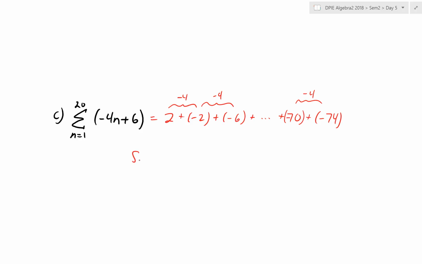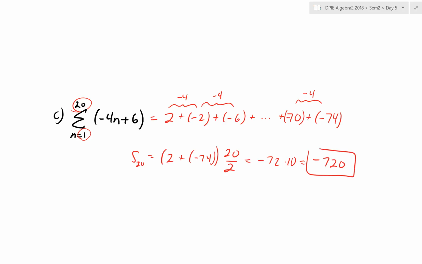The sum of the 20 terms that we have here is the first term, 2, plus the last term, negative 74, times the number of terms, which is 20. I go from 1 to 20, so that's 20 terms, divided by 2 to get the number of pairs. And so that is negative 72 times 10, which is negative 720. So the sum of this entire series is negative 720.